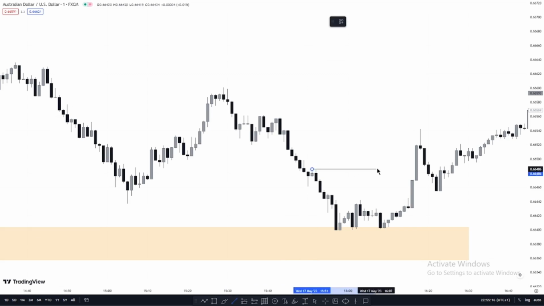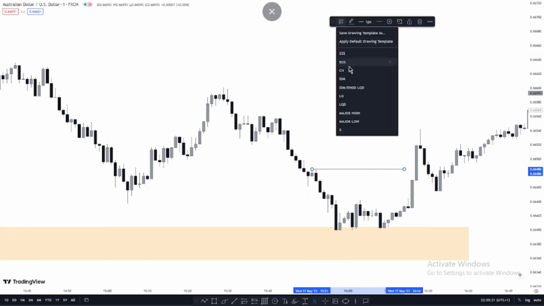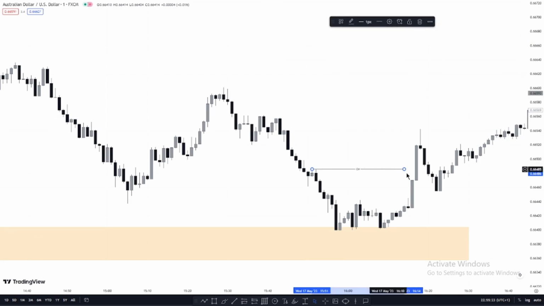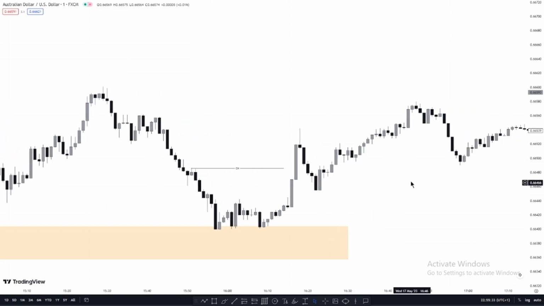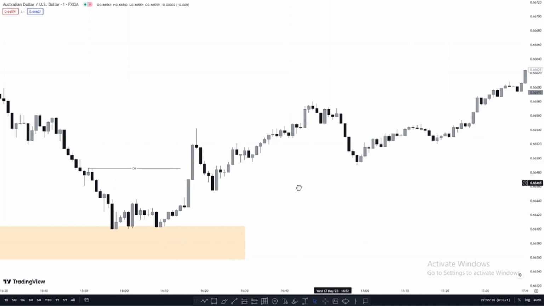This becomes your CHoCH in the market. That's your change of character. I want you to understand that very well. Why? It has tapped into this, your higher time frame point of interest, so you don't need to wait for anything else. And after that, you can now start looking for buy opportunities.